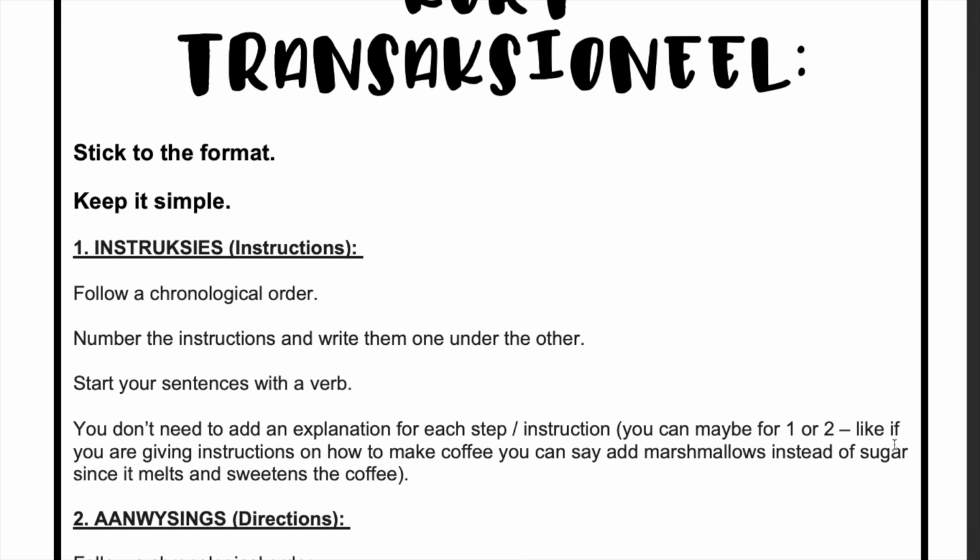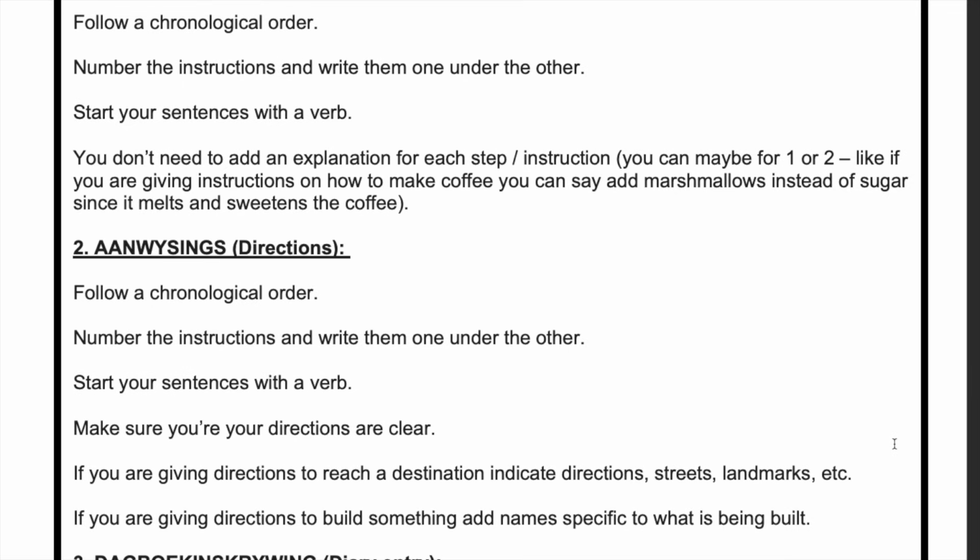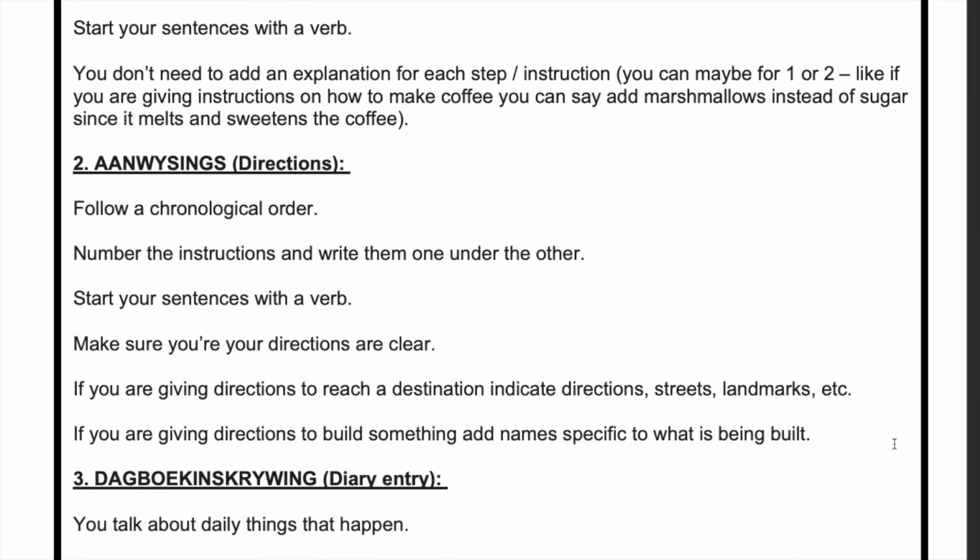So you don't need to add an explanation for each step instruction. You can maybe do that for 1 or 2. Like if you're giving instructions on how to make coffee, you can say add marshmallows instead of sugar since it melts and sweetens the coffee. If you're doing something a little bit different, just add the reason why, but you don't need to do that for everything, because remember the word count for this is usually like 80 to 100 words. That's very little.